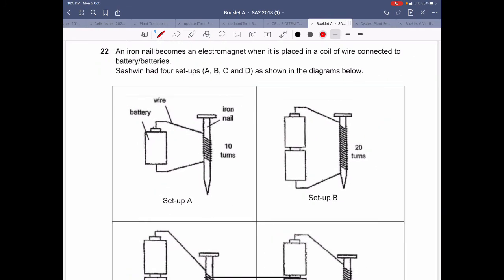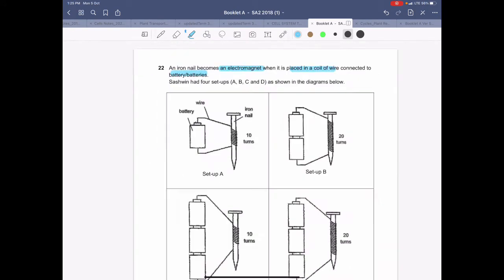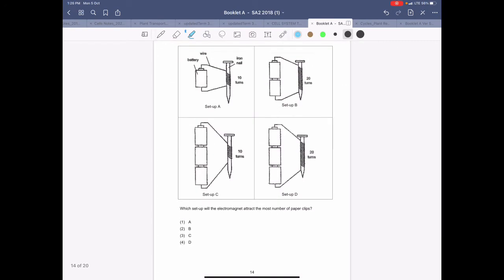Moving on to question 22. An iron nail becomes an electromagnet when it's placed in a coil of wire connected to batteries. Shasmin had 4 setups A, B, C, and D as shown in the diagrams below. The question asks you, which setup will the electromagnet attract the most number of paper clips?